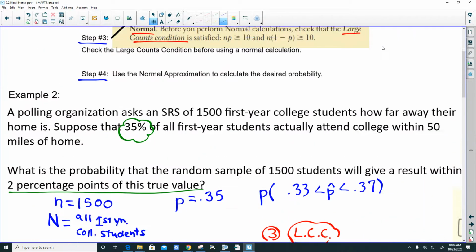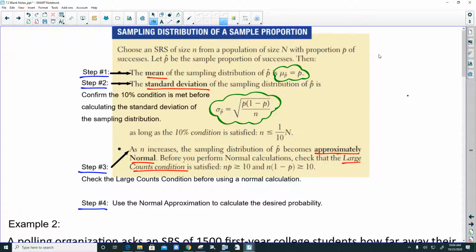Two quick things I'm going to mention before we wrap this video up. There is a question on the homework that's going to ask you, what should you do to your sample size if you want your standard deviation to be cut in half? Let's think about this algebraically. Look at where that variable n is located. It is in the denominator and it is underneath a square root.